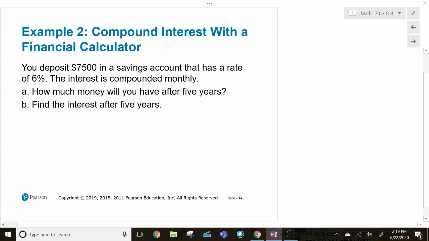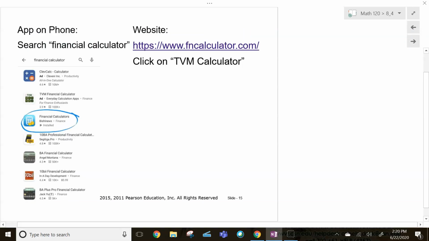All right. Now I'm going to show you how to do this exact same problem with a financial calculator. I want you to play with the formulas. Some students really like the formulas. The formulas are wonderful if you have just a basic calculator, but you can also download a financial calculator, and it's not a bad idea to learn how to use one. If you search financial calculator on your phone, this is on my Samsung Android phone, and this is the one I want you to download.